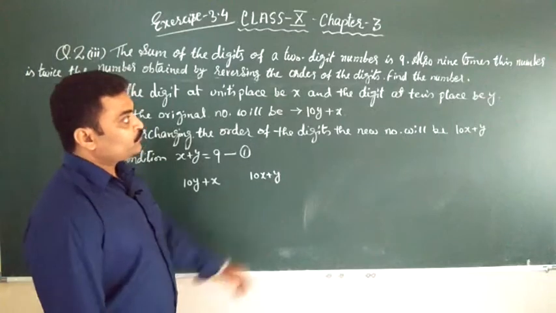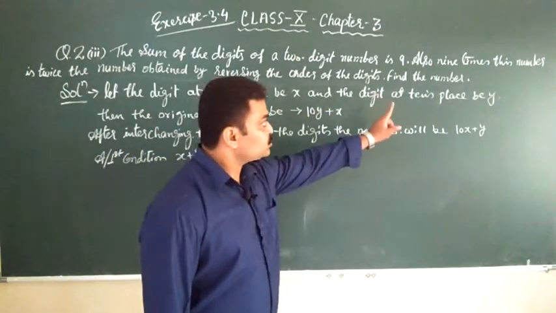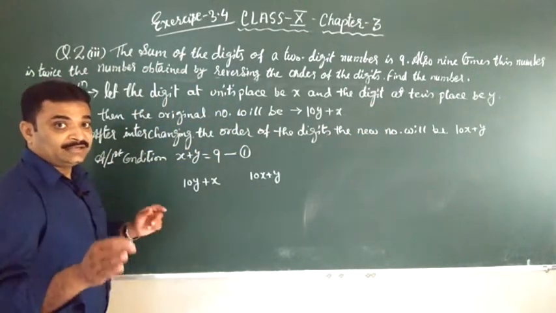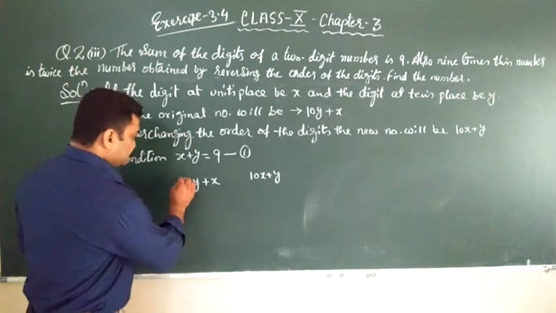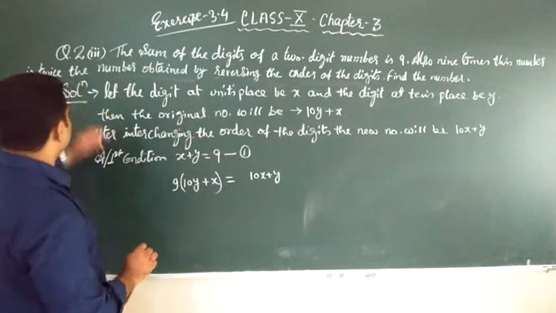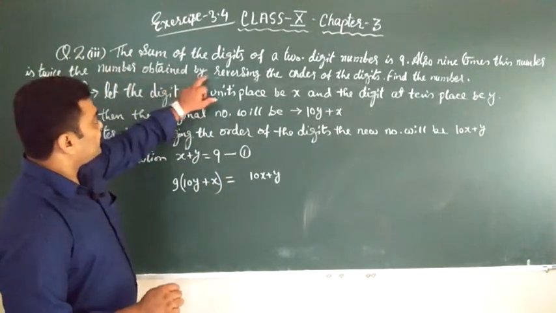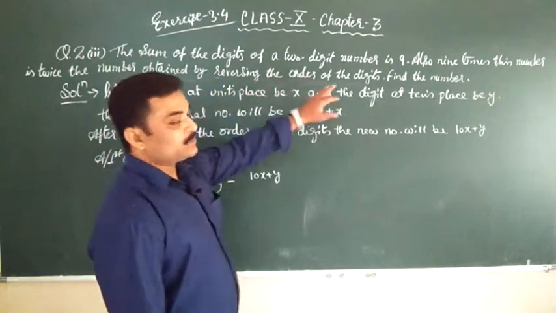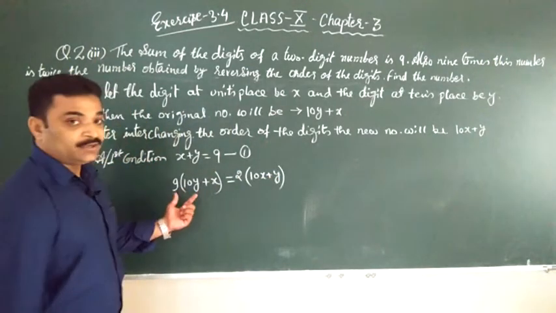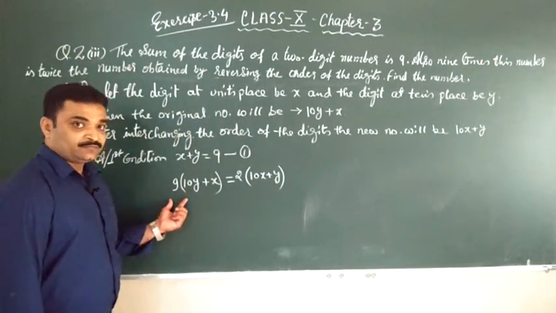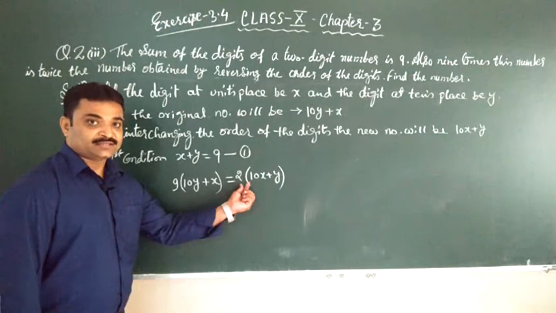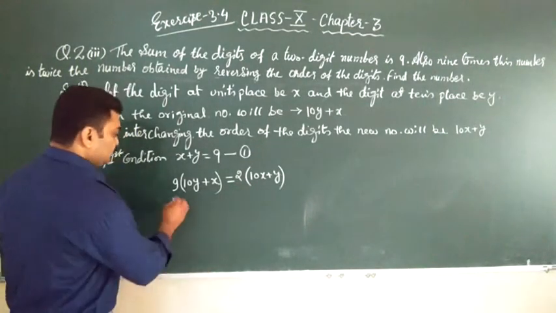Clear? Now, in the second sentence of the question, 9 times this number is equal to twice the number obtained by reversing the order of the digits. That means when we multiply our original number by 9, we will get twice the new number. Clear? Now, just simplify this.